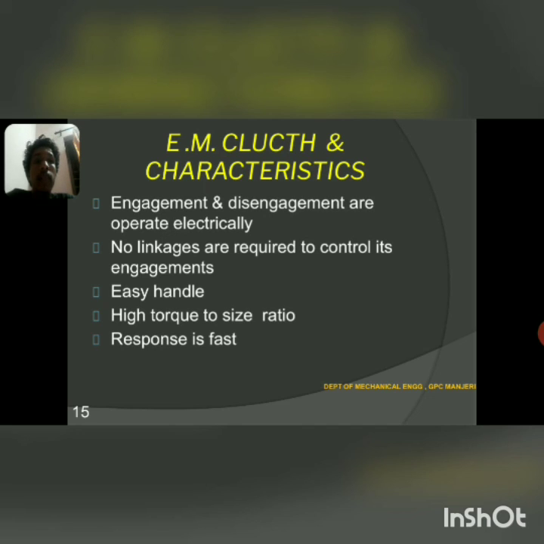Electromagnetic clutch advantages: engagement and disengagement are operated electrically. No linkage is required to control its engagement. Easy to handle, with a high torque-to-size ratio. Response is fast; compared to other clutches, the electromagnetic clutch has a faster response.